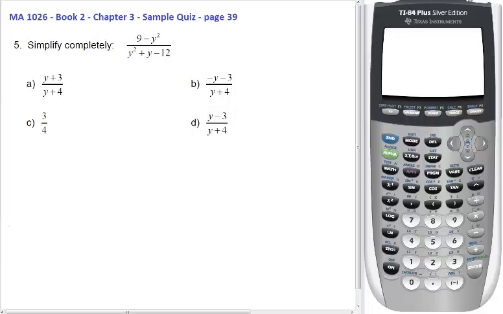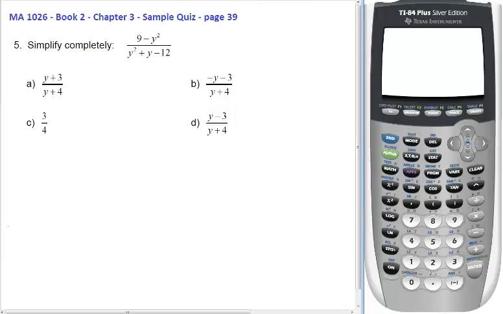Good day, students. Now we're going to look at the solution to number 5, multiple choice, the last of 5, from the sample quiz in chapter 3. That's book 2 in MA1026, and it's on page 39. Okay, so let's have a look at number 5.